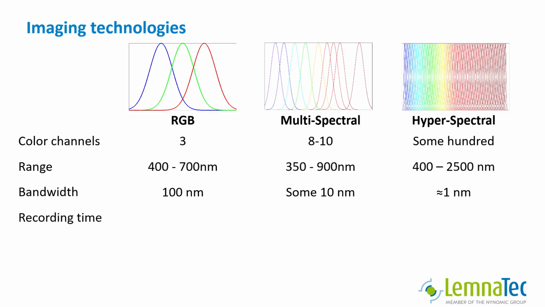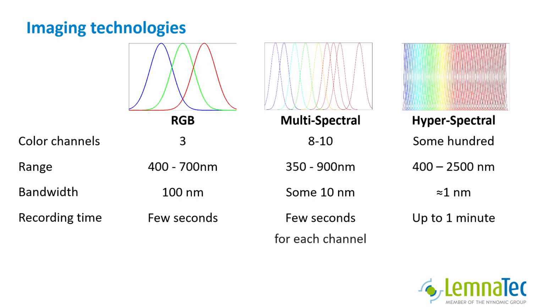RGB images are taken quickly within a few seconds. A hyperspectral scan can take much longer. But all channels are recorded in one go. With multispectral imaging, each image is taken as quickly as an RGB image. But we need one separate image for each channel or band.